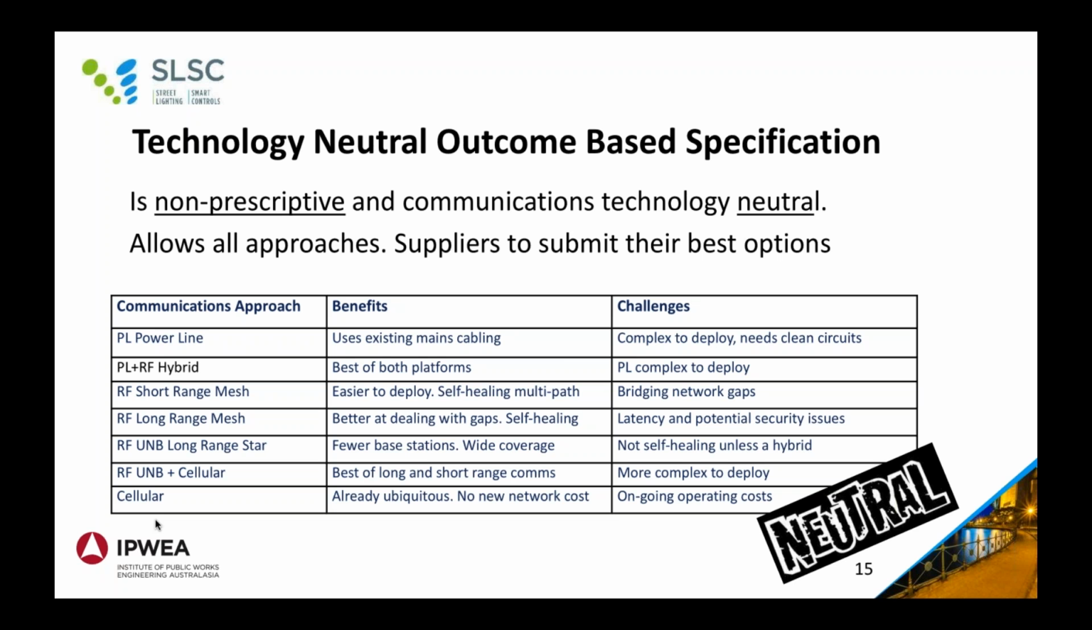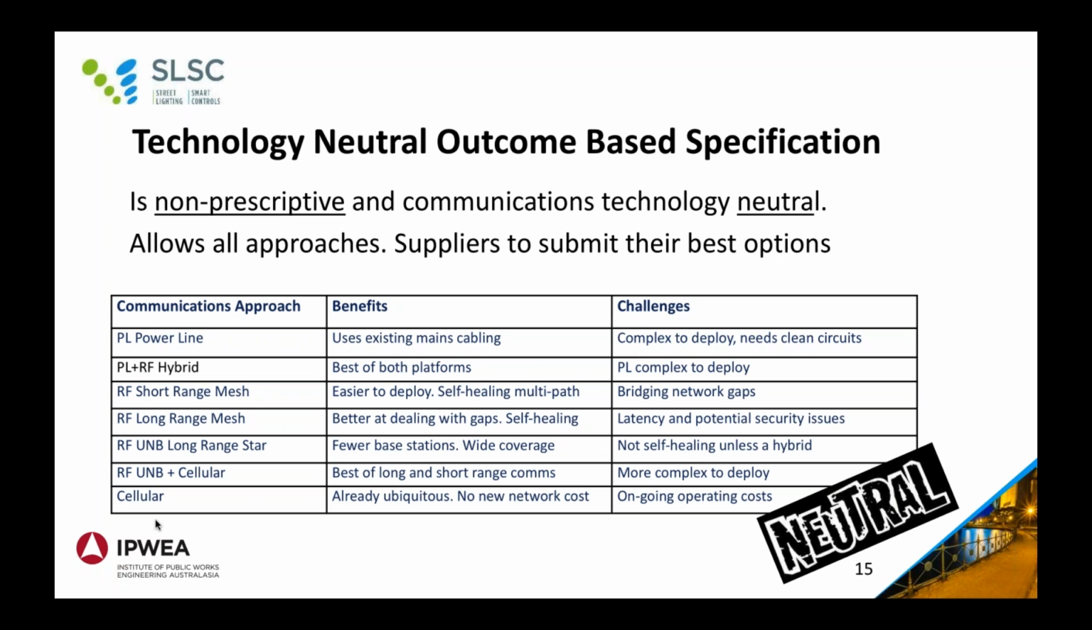But also there is a new contender coming through, hybrid systems, which blend the elements of different types of communications platform in order to provide a tailored outcome for a given region. So the model specification is not picking winners in terms of which approach is better or not for a certain application. It's really about finding the most appropriate communications platform for a given job for a given client region.